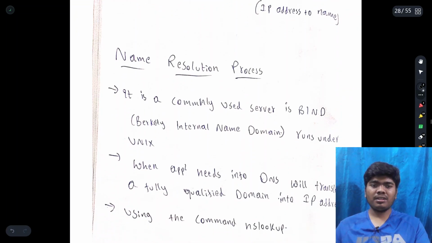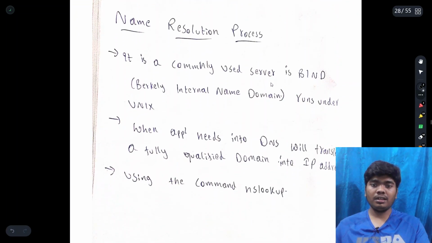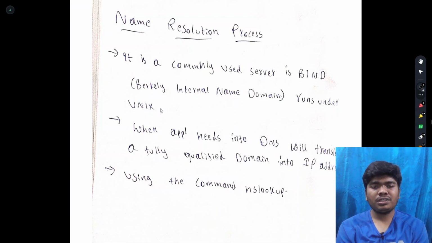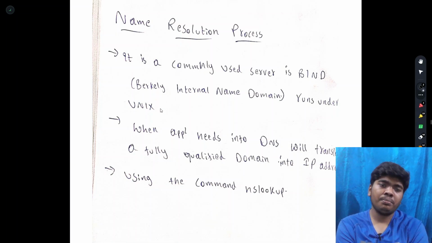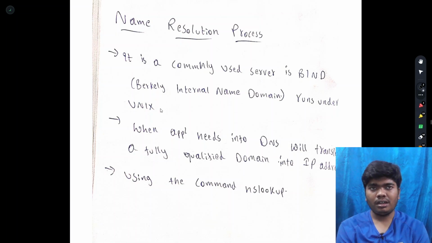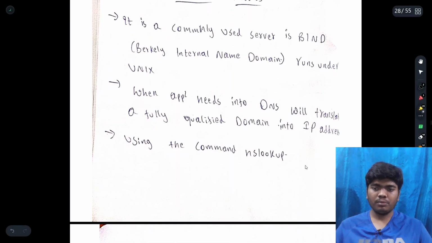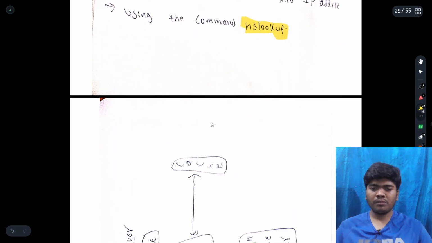Whereas the name resolution process, it is a commonly used server, the Berkeley Internet Name Domain, which runs under Unix. So the name resolution process is used for the purpose of converting a fully qualified domain name into an IP address. With the help of this name resolution process, which runs under the Unix operating system, it will convert the domain name into IP addresses using the command nslookup. So with the help of this nslookup command, it will convert the data in whatever way it is required.